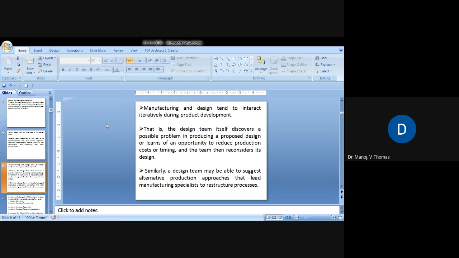The design team itself discovers a possible problem in producing a proposed design or learns of an opportunity to reduce production cost or timing, and the team then reconsiders its design. If there is a chance for reducing cost, or if there is a chance for reducing time, then the design team reconsiders its original design. And here the focus is on design for manufacturing. How can it be easily manufactured by keeping the quality at a required level? Similarly, a design team may be able to suggest alternative production approaches that lead manufacturing specialists to restructure the processes.